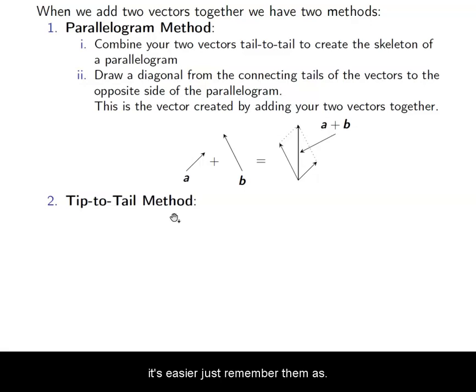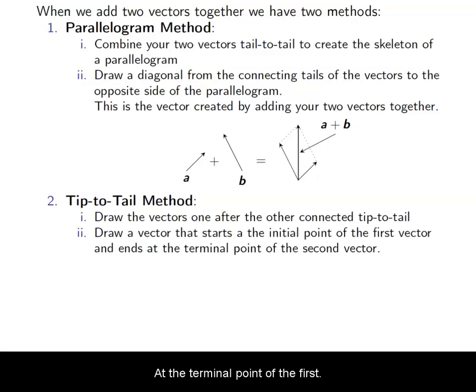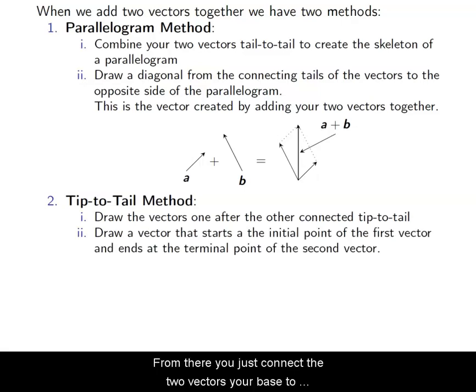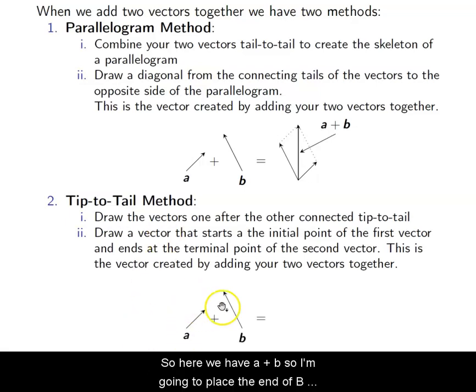So tip to tail is you take one vector and you place your other vector, you place its initial point at the terminal point of the first vector. Okay. From there, you just connect the two vectors. You basically make a triangle out of them, and that new resulting line is the addition of vectors. Okay. So here we have A plus B.